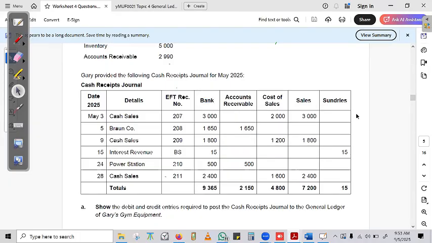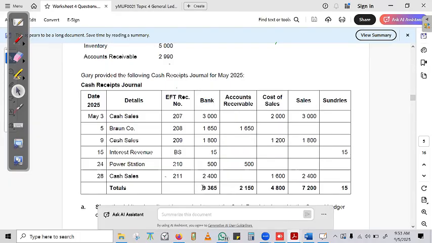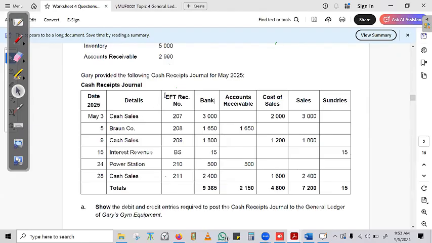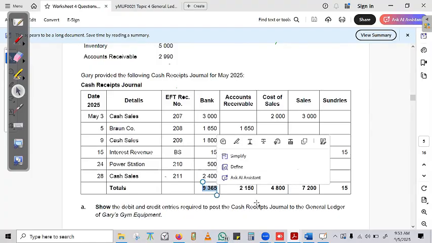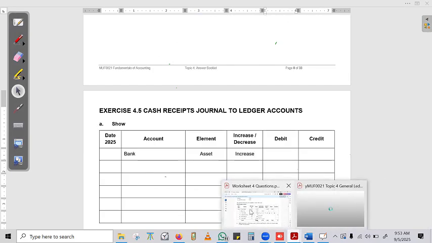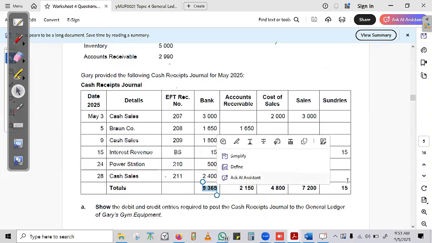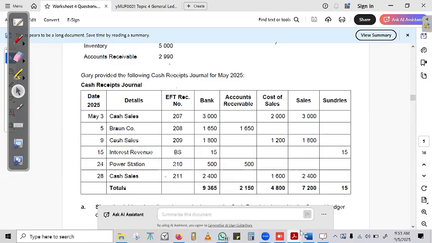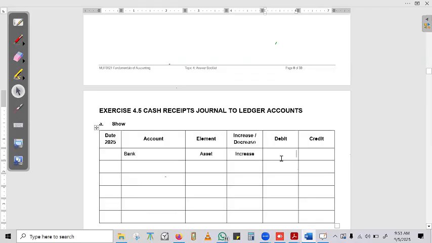Now tell me, did the bank increase or decrease? These are all EFT receipts, right? When it is an EFT receipt, did the bank increase or decrease? Increase. Right, very good. Bank increase. So asset increase is debit, right? We know that. So that's where we are going to put this 9365, right? 9365 debit.